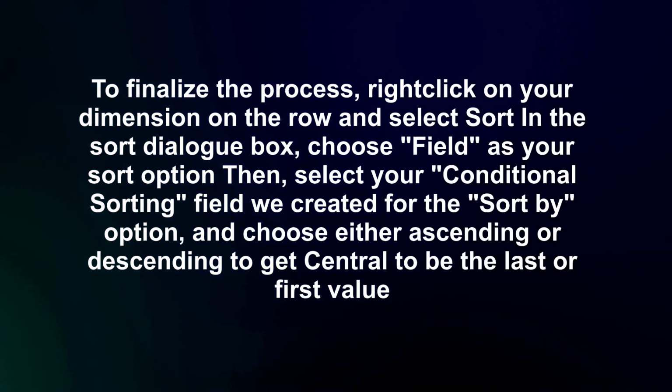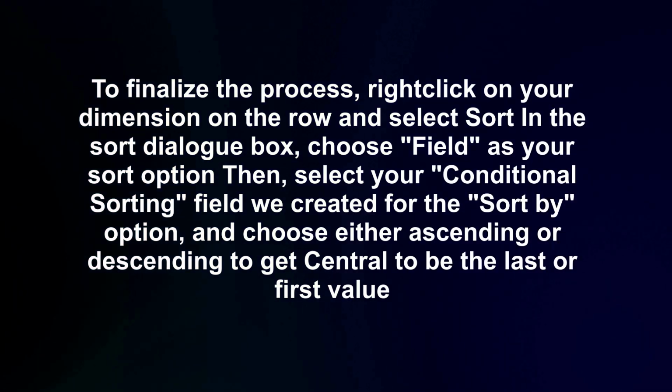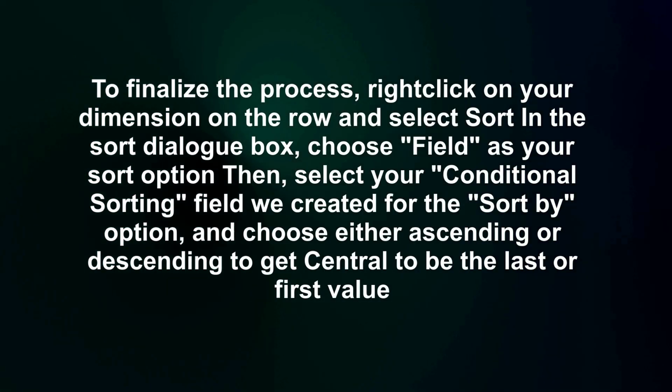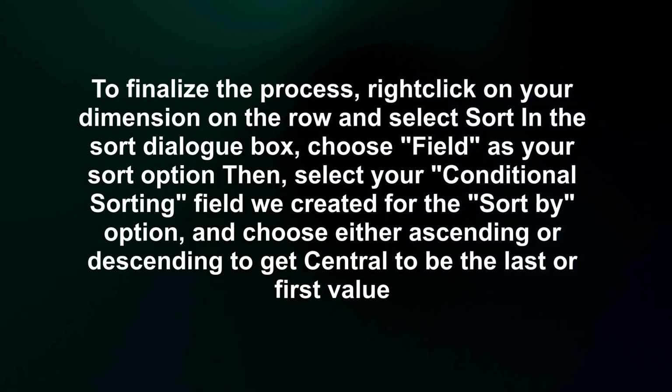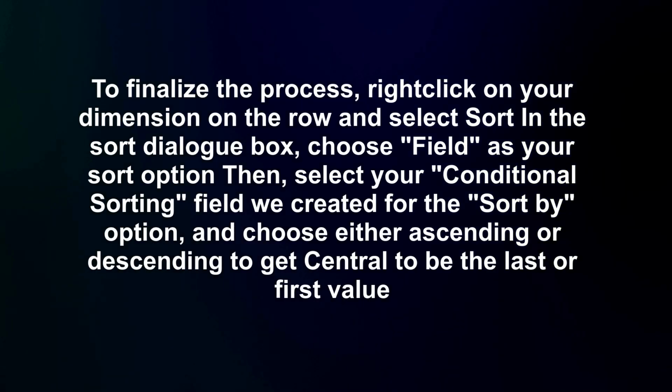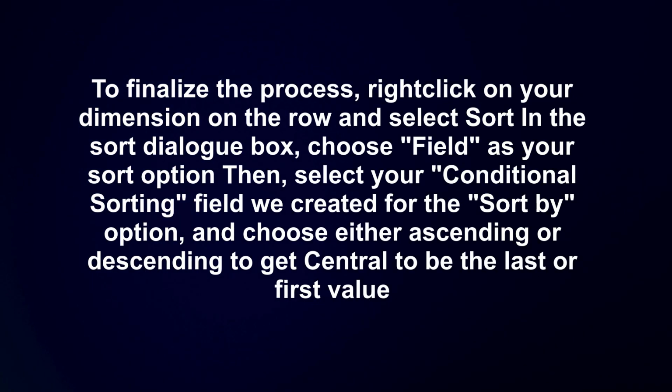To finalize the process, right-click on your dimension on the rows and select Sort. In the Sort dialog box, choose Field as your sort option, then select the conditional sorting field we created for the Sort By option, and choose either ascending or descending to get Central to be the last or first value.